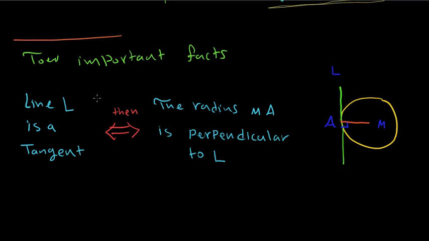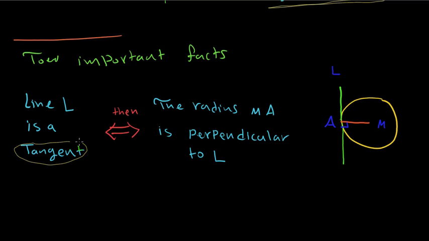The last point about the lesson: if the line L is a tangent, then the radius MA is perpendicular to L. And the second fact: if the radius MA is perpendicular to L, then L will be a tangent.